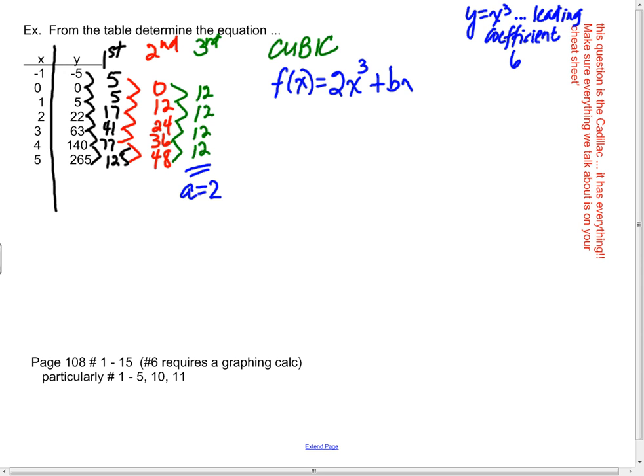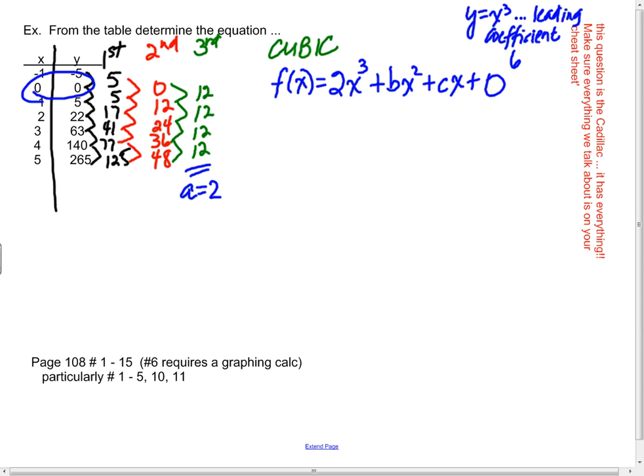Plus bx squared plus cx. I don't know those. And the last that I put into my equation is the y-intercept. I have the y-intercept. It is that. There we are. My equation looks like that. I need to know my b and my c.